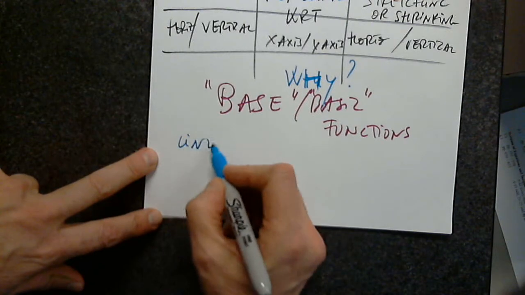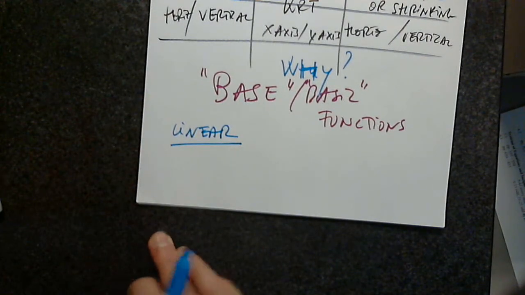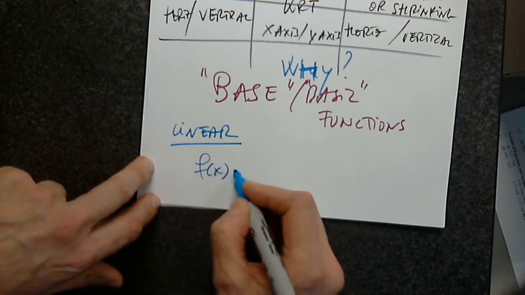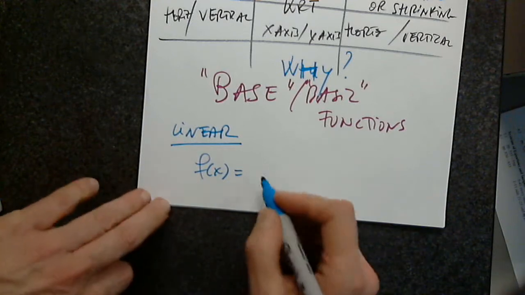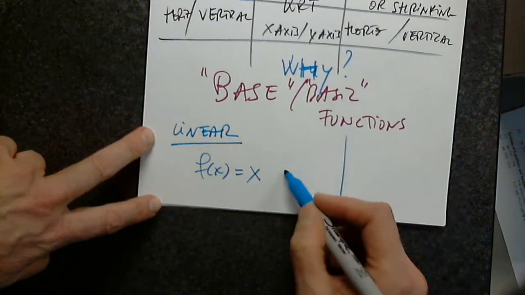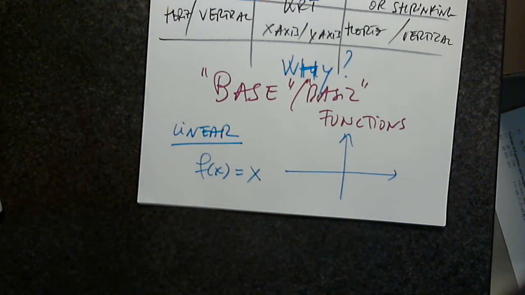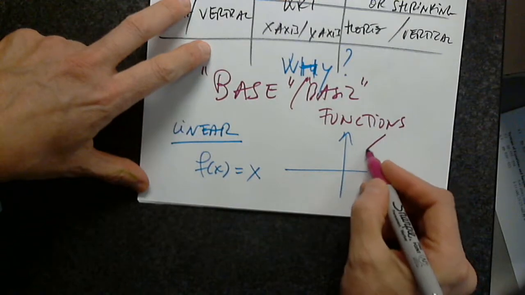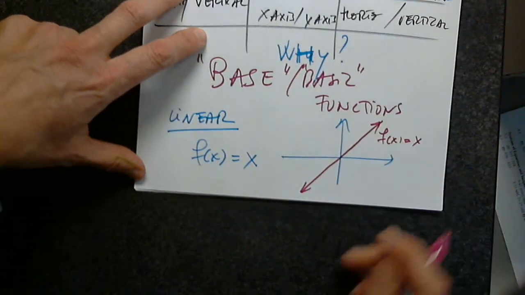So can anyone give us the simplest possible linear function? Or no, just x. Exactly. The simplest linear function is just x. But we need to remember how to graph it. It's a very important line that I need for later. It's a line that bisects the first and the third quadrants.